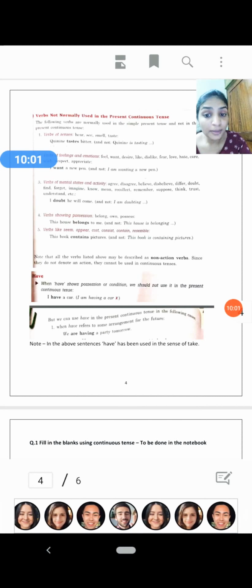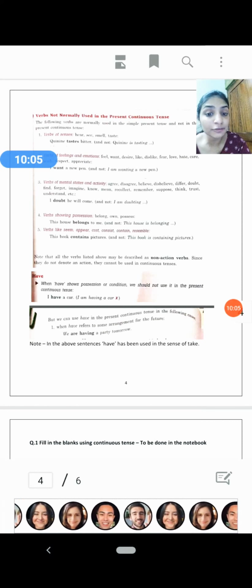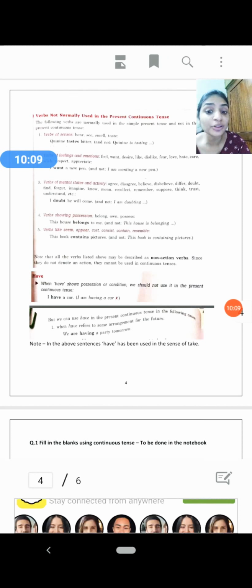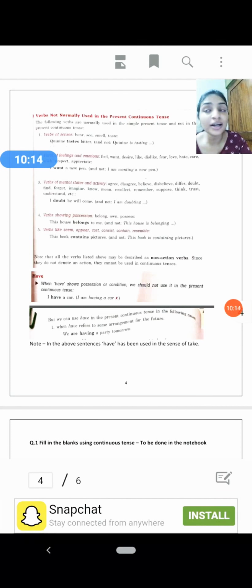Okay, but we can use have in the present continuous tense in the following case, when have refers to some arrangement for the future. Like we are having a party, we are having a child. So in that kind of condition you can use have. Okay, the above verbs are also not used in the present continuous tense, like we read in the above lines, and in have also.